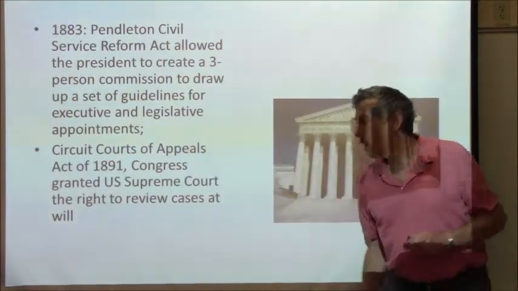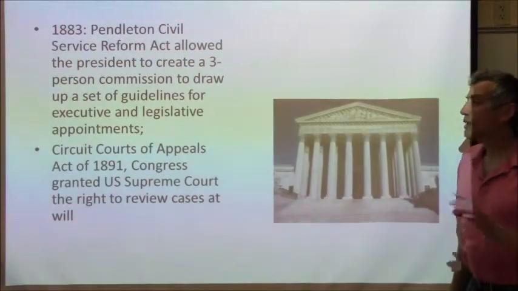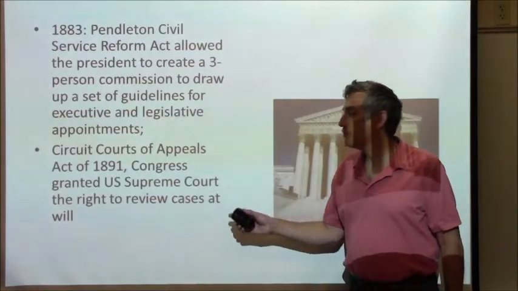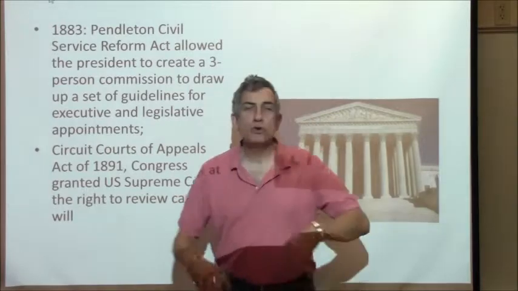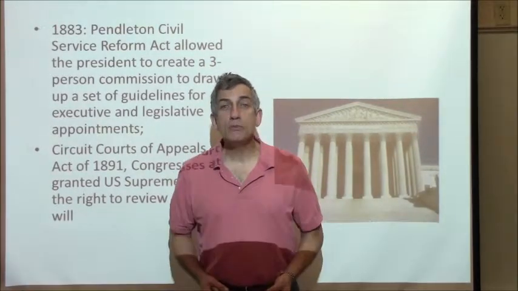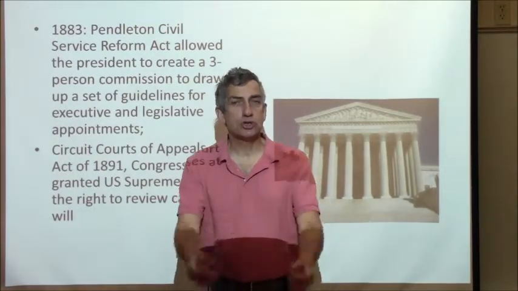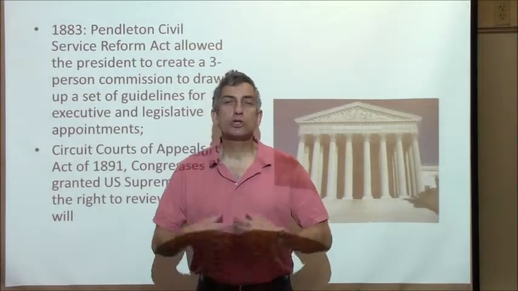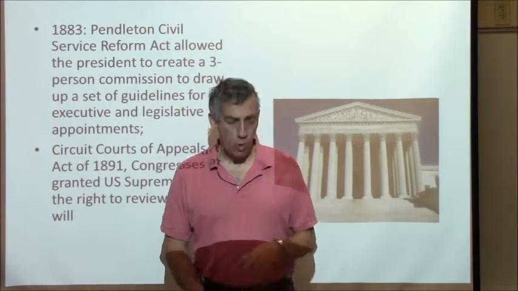In 1891, the Court of Appeals grants... in 1881, Congress is granted the power to review cases at will. What that means is, instead of you or I bringing a case into the court system, if the Supreme Court thinks there's something a little funny, there's some shenanigans going on, they can choose. They don't often choose to do this, but they can choose to review the circumstance behind a case if they think there's something wrong with that case.